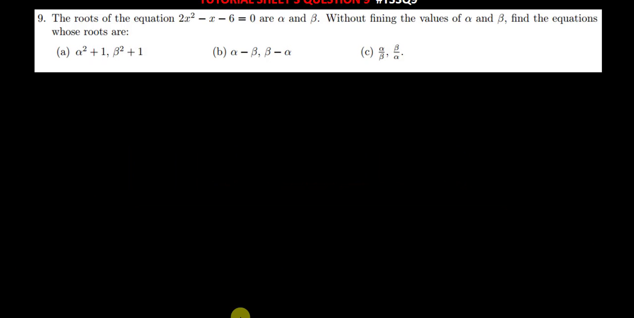So question 9 is saying the roots of the equation are alpha and beta. So this question you also do the same way that I did question 8. Alright, let me just maybe make another video for this one as well.